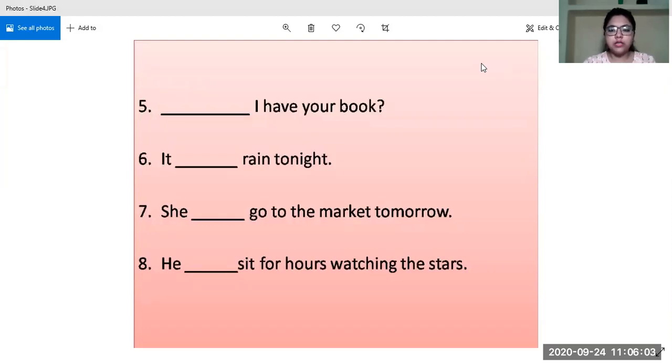Correct. Last one will be answered by Arav. He dash sit for hours watching the stars. He might sit for hours watching the stars. First of all, it's not hour, it's hours. Okay, he might sit for hours watching the stars. What else can you use? Ma'am, he will. He would sit for hours watching the stars. Here, would will be used because it can represent the past habit also. And you can also use he can, for ability. All right, so you can use can or would.